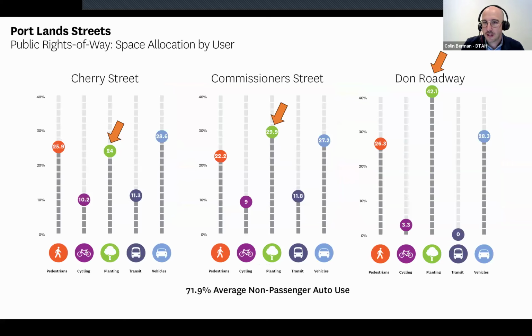Here we see the space allocation graphs for each street, which illustrates a key feature of the design. Planting occupies a significant portion of the right-of-way. Much more space is dedicated to plants, pedestrians, cyclists, and transit compared to typical urban streets where vehicles dominate.